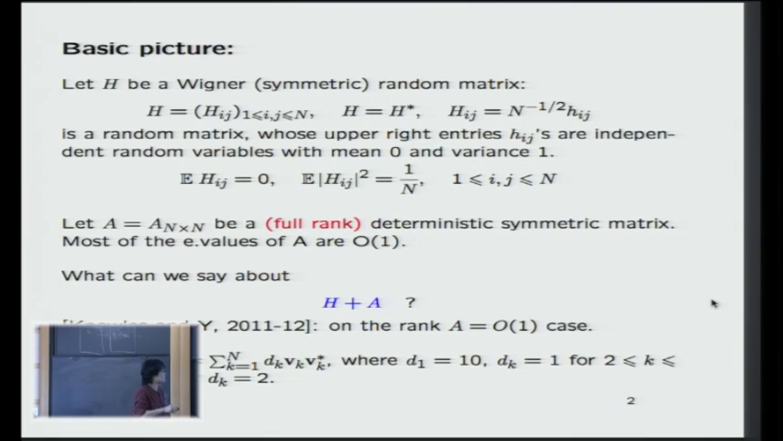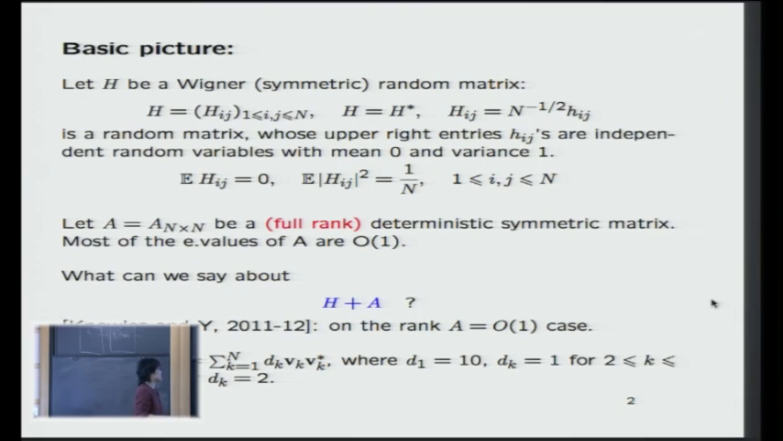Don't let A be a very weird function. Let's say the eigenvalues of A are comparable with H. And our question is, what can we say about this H plus A? One thing very important is, in this talk, we will not assume A is diagonal. Later, I will mention A being diagonal is relatively simple. Of course, it's still very complicated. You will see it.